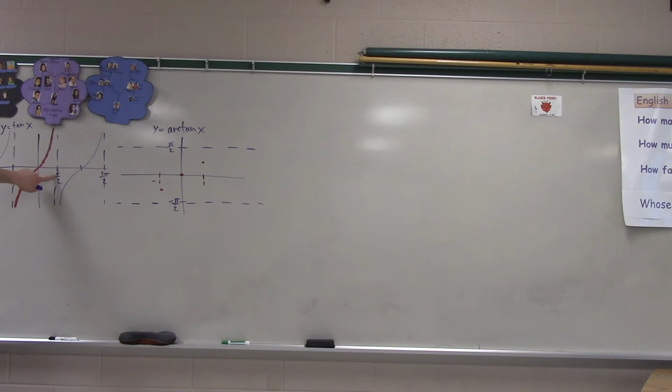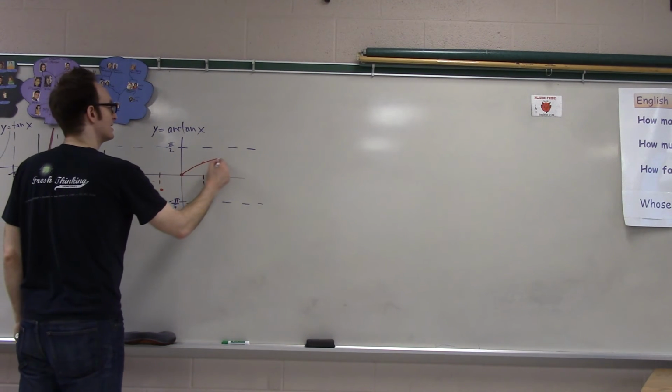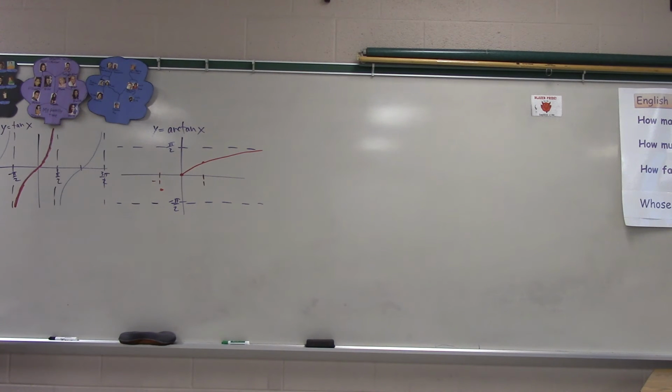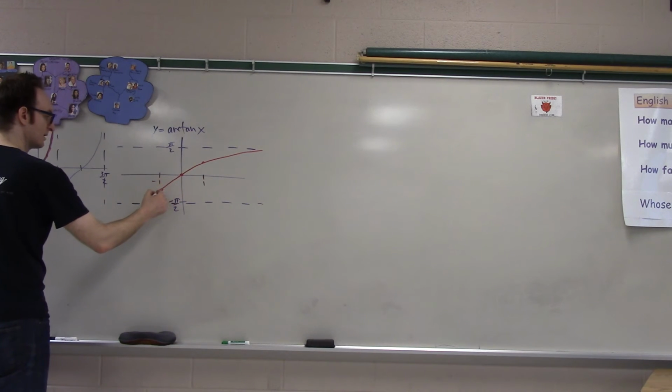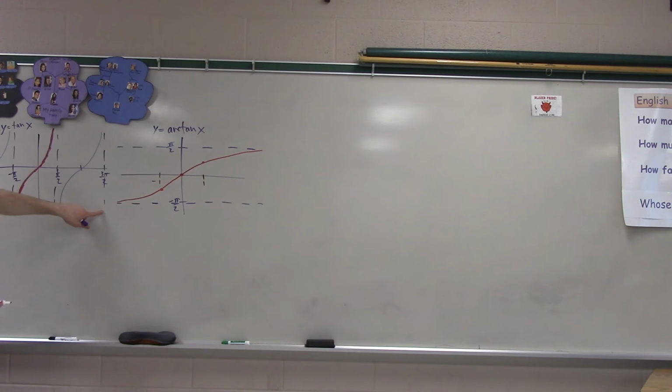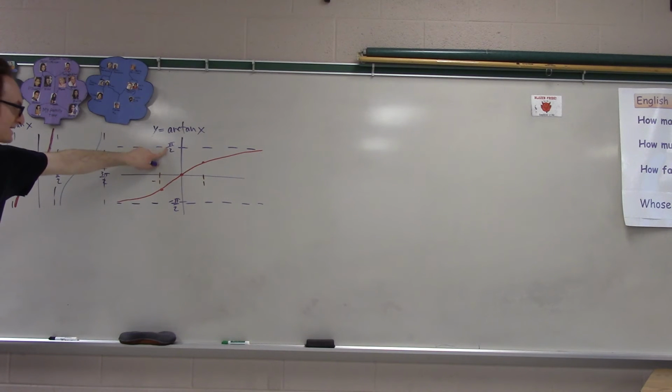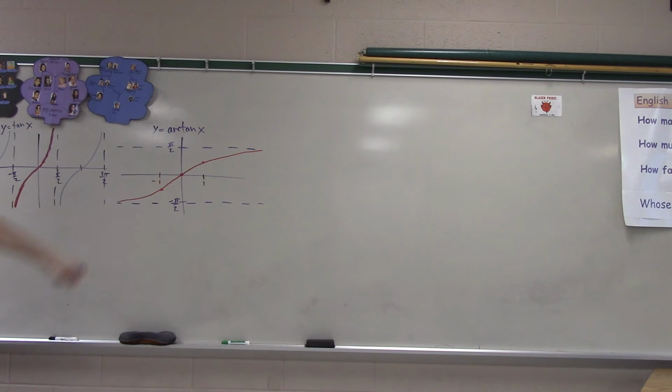When I'm a little bit less than pi over 2, tan goes to infinity. So as I go to infinity, arctan goes to a little bit less than pi over 2. And as I go a little bit more than negative pi over 2, I go to negative infinity. So as x goes to negative infinity, arctan goes to a little bit more than negative pi over 2. Beautiful, brilliant graph of arctan.